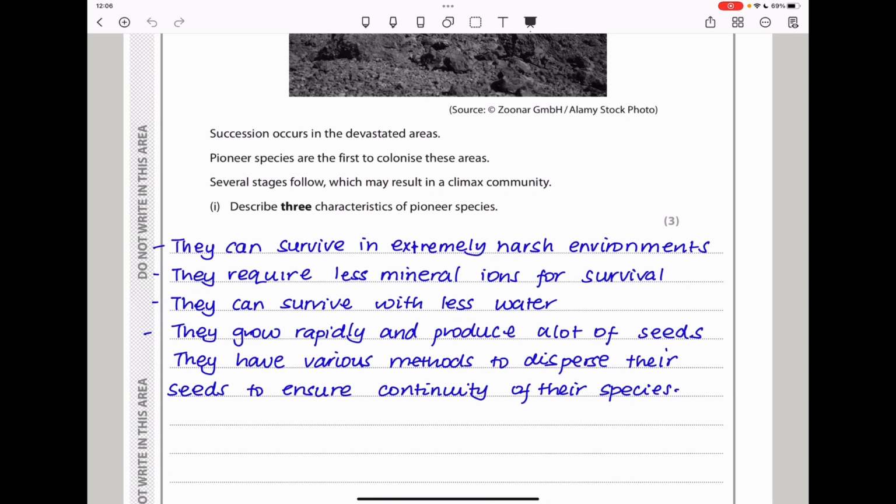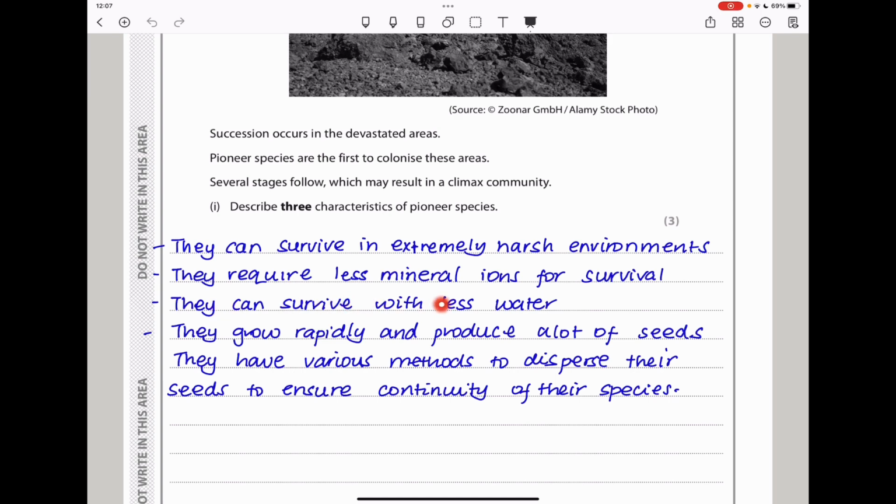So they ask, describe 3 characteristics of pioneer species. Pioneer species should be able to survive in extremely harsh environments. These harsh environments could mean maybe there are fewer mineral ions to survive on. Like plants, if they are growing, they need nitrates, they need phosphates. However, in these regions, there could be no nitrates, there could be no phosphates. A pioneer species should be able to survive in mineral deficient areas in order to colonize that area for other species that will come later.